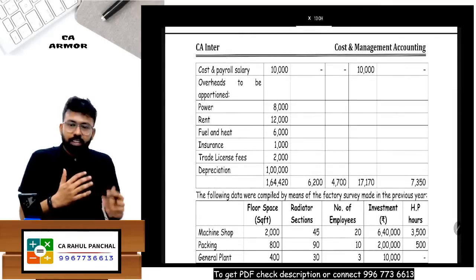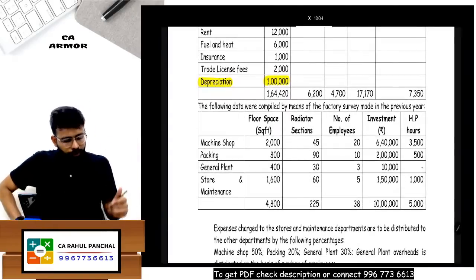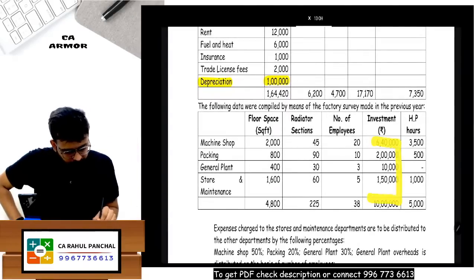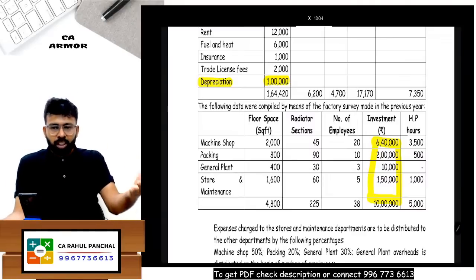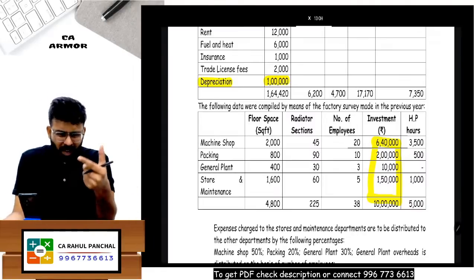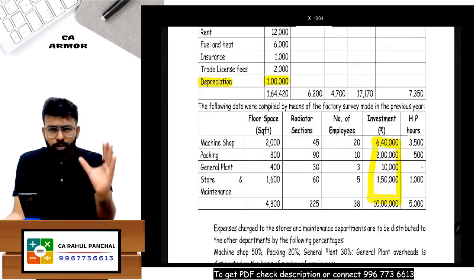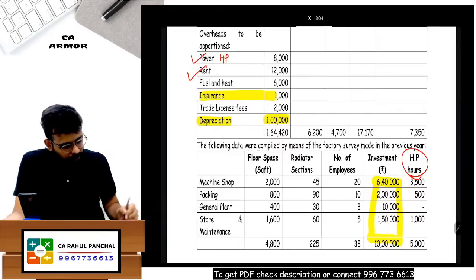Now, depreciation will go in which ratio? It will go on investment, because the higher the investment, the more the value will reduce. There is 1 lakh machinery, there is 2 lakh machinery. The value of the 2 lakh machinery will reduce by a higher amount, right? So based on percentages, you charge depreciation. Then there is insurance. Let us talk about the first. The power will be on horsepower, which is this. Then your rent will be on floor space, and your fuel.